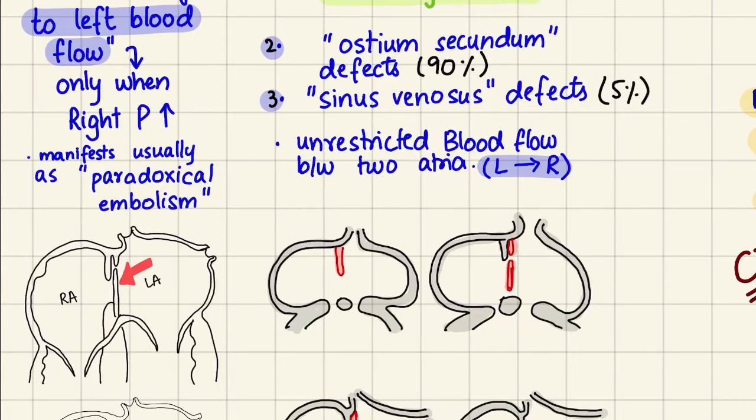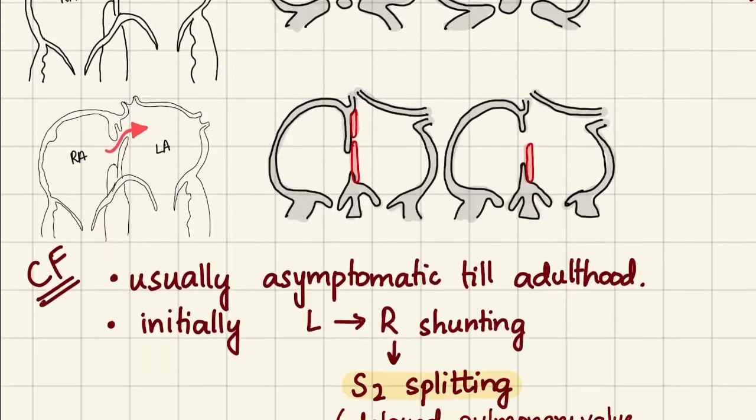That is, this emboli will go from the veins into the right atrium and then to the left atrium and then through the left ventricle to the systemic circulation. So this embolism will not be going towards the pulmonary circulation but towards the systemic circulation, which is not a usual case. So that's why it is called paradoxical embolism. I hope that is clear.